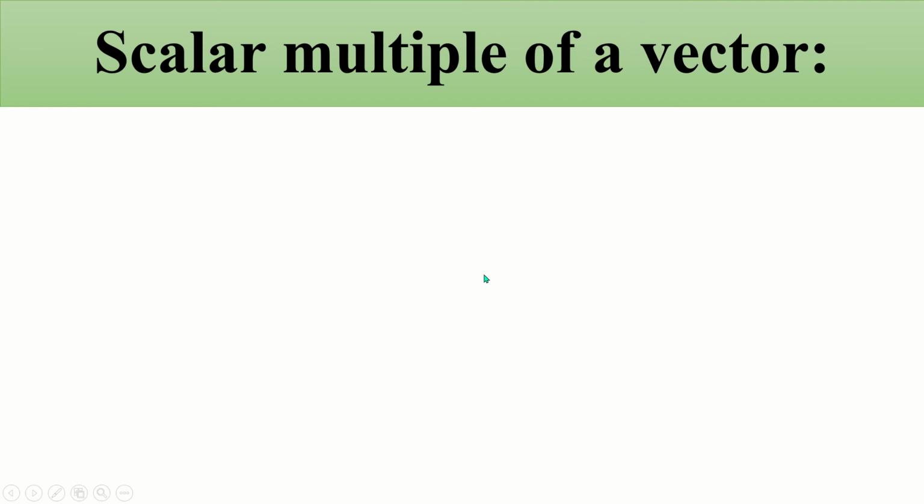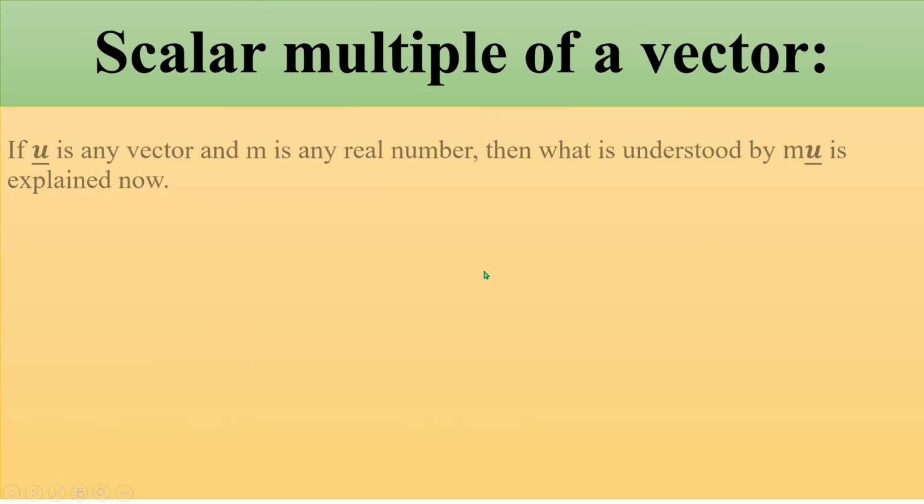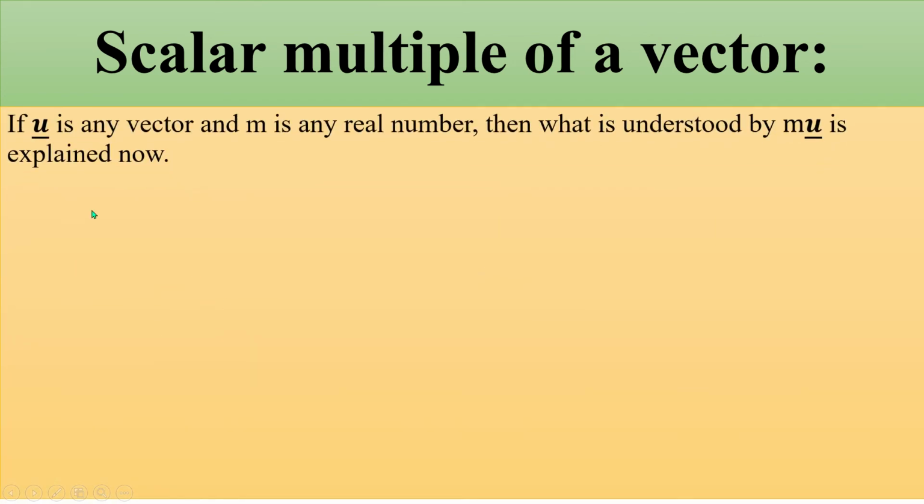Scalar multiple of a vector. Follow this properly, everyone. If U is any vector and M is any real number or a scalar quantity, then what is understood by M U vector is explained now. If M is equal to 0, then M U vector equals 0 vector. This is read as zero vector.